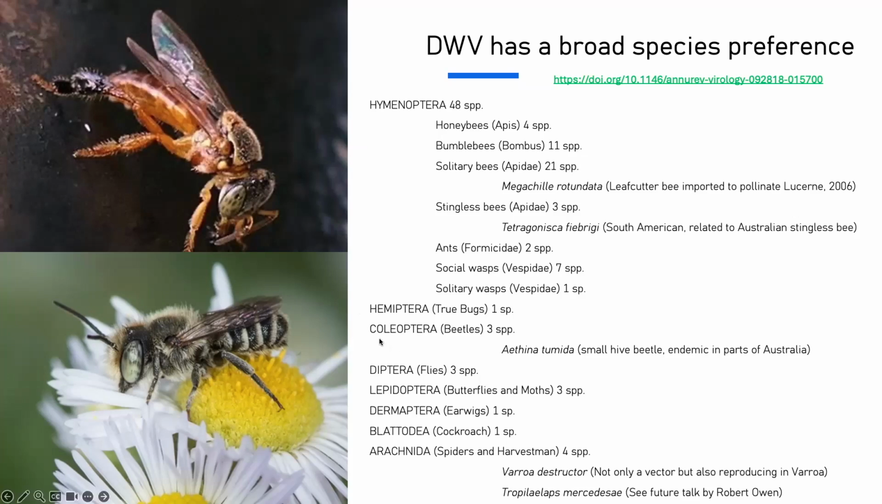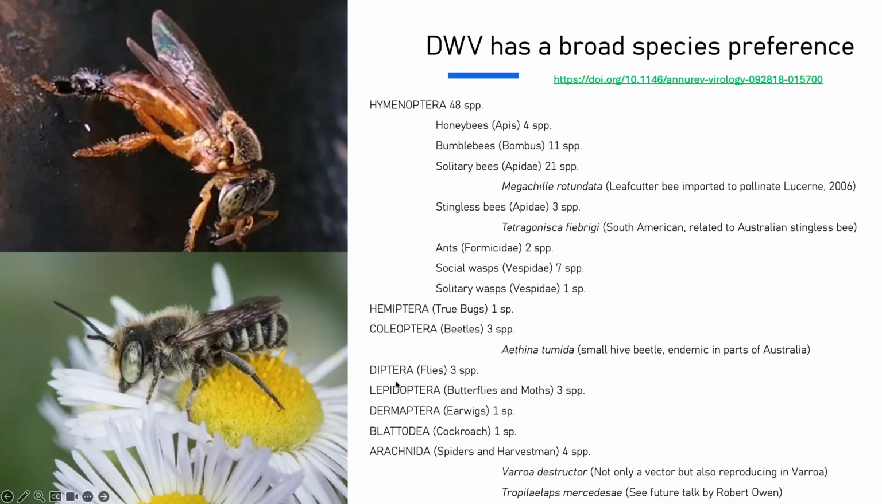True bugs and beetles. Interestingly enough, amongst the beetles that they have tested, they tested small hive beetle, and yes, it can be infected with deformed wing virus. That's an interesting observation because small hive beetle, of course, is a pest of honeybees. Most of you on the mainland in Australia will have seen small hive beetles in your hives. Fortunately, in Tasmania, we don't have them, but everywhere else, they seem to be present. So it's endemic in parts of Australia, and it can actually be infected with deformed wing virus.